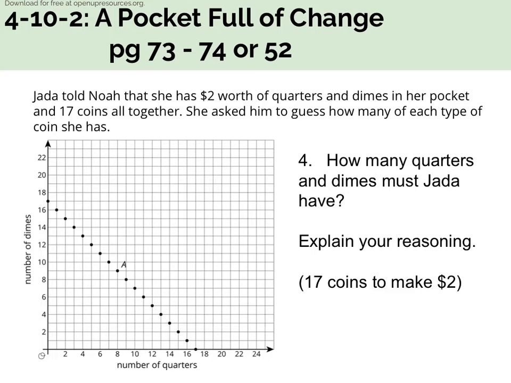All right, so let's look at number 4. How many quarters and dimes must Jada have? She has 17 coins total, and it needs to add up to $2. So go ahead and pause right now, answer this question, and then come back to me.